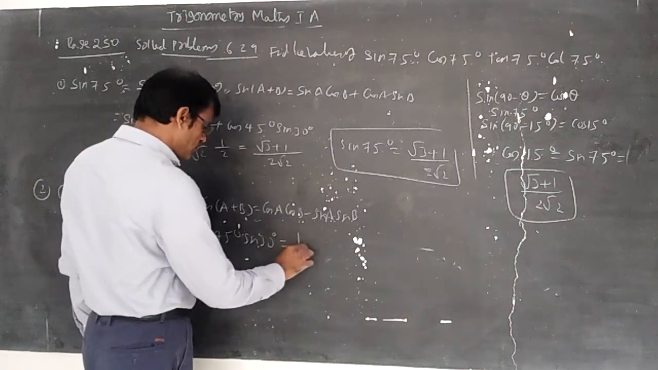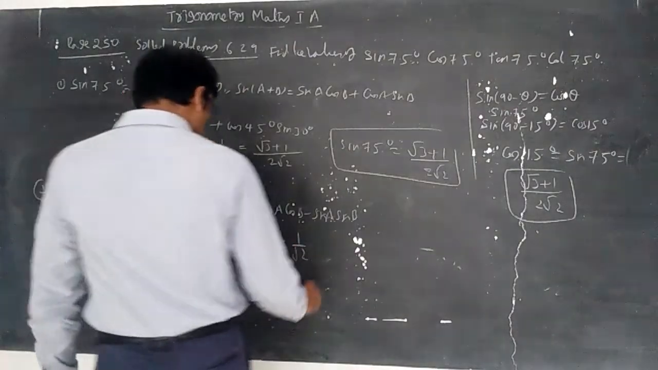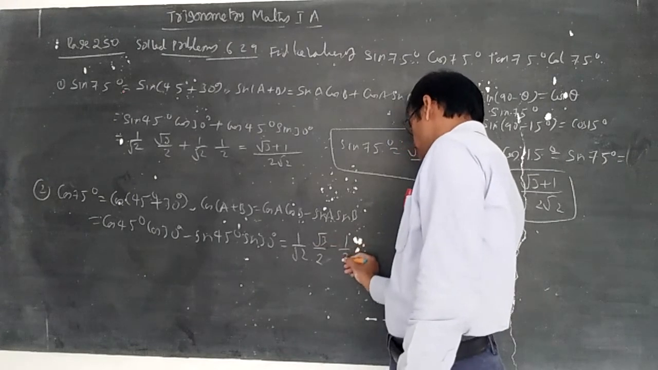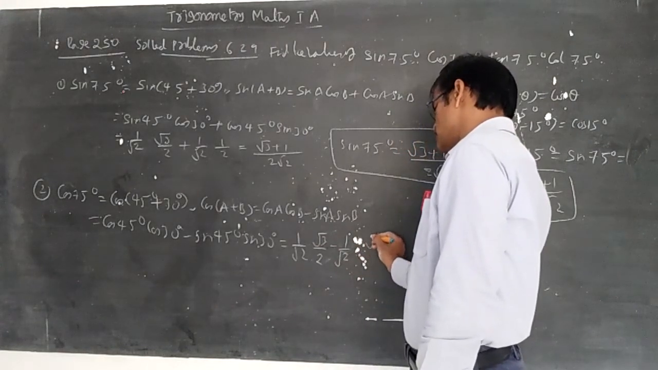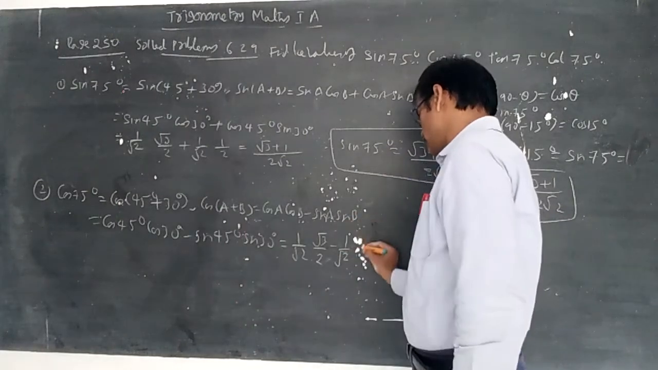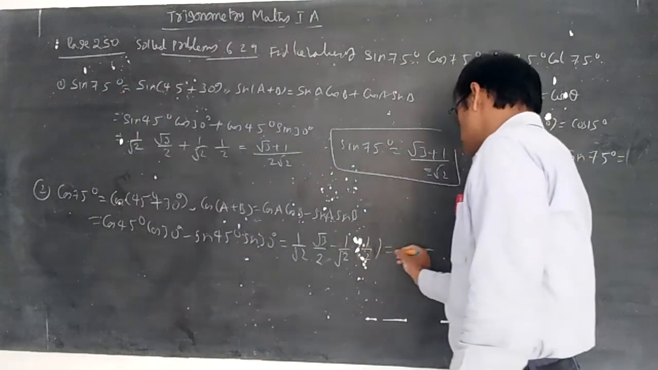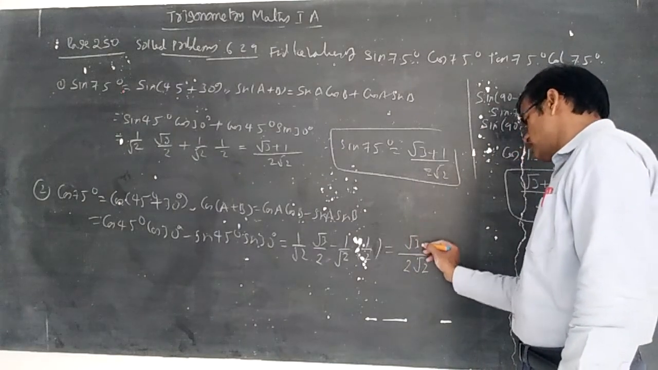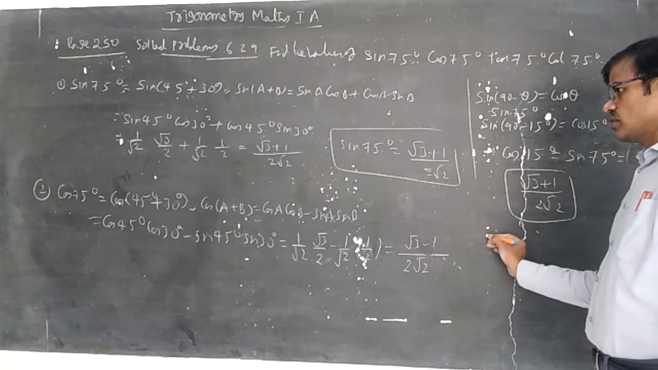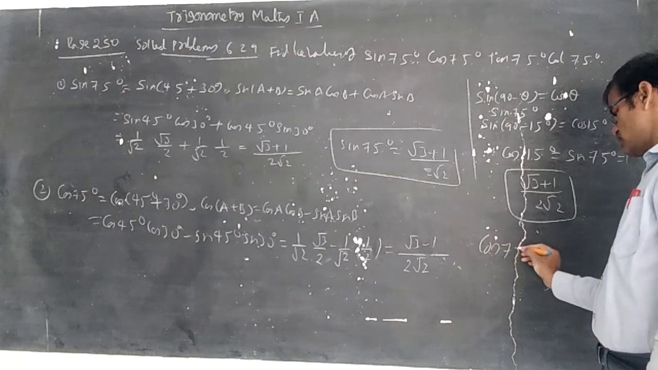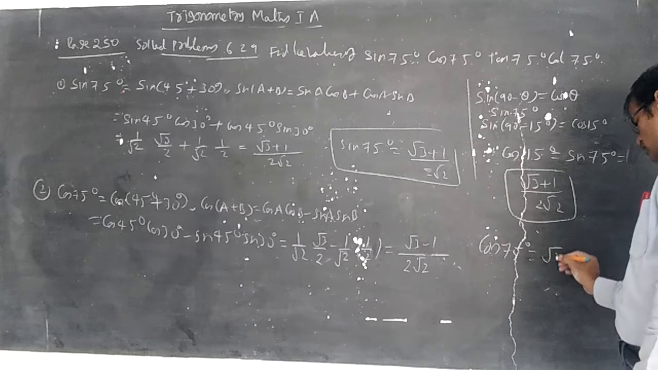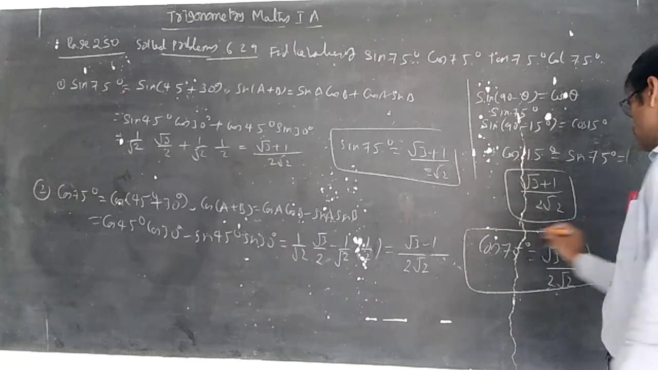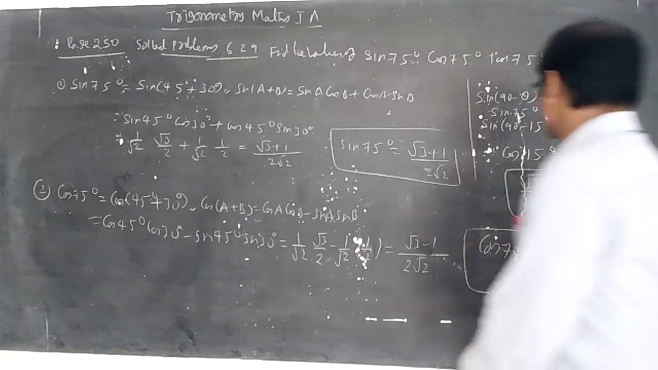Cos 45 value 1 by root 2 into cos 30 value root 3 by 2 minus sin 45 value 1 by root 2 and sin 30 value 1 by 2. So take LCM here, it is 2 root 2 and root 3 minus 1. Therefore, here I am writing cos 75 degrees is equal to root 3 minus 1 by 2 root 2.